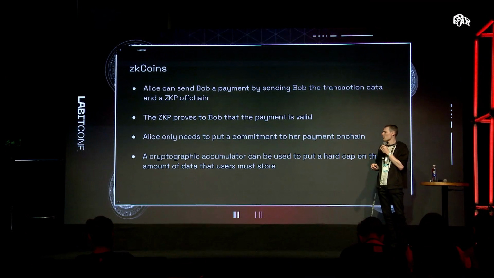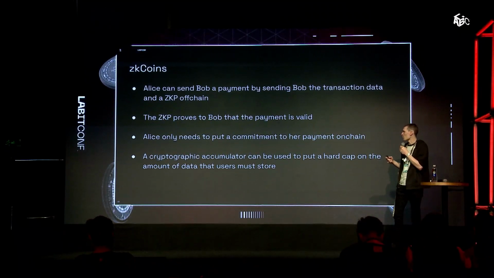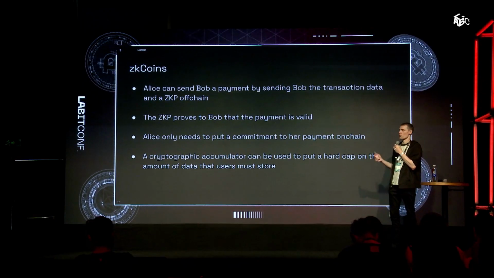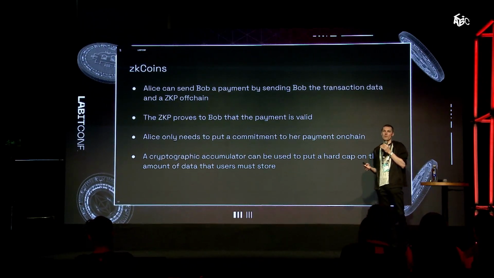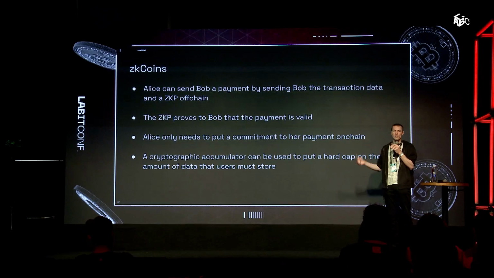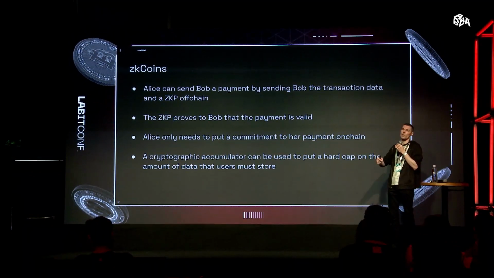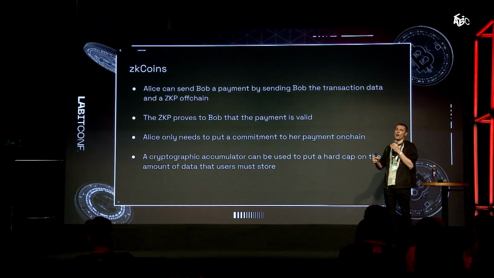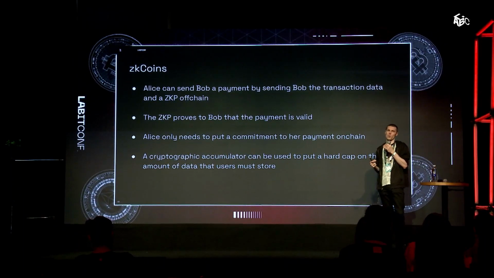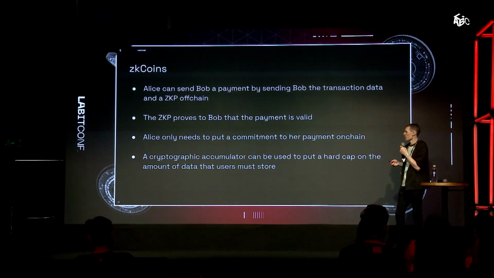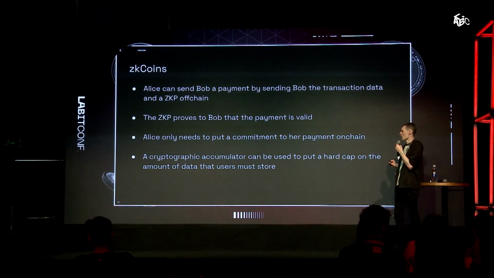And finally, a cryptographic accumulator can be used to put a hard cap on the amount of data that users must store. So instead of having to keep track of the entire history of these commitments that get put on chain, they only have to store a month's worth of commitments.